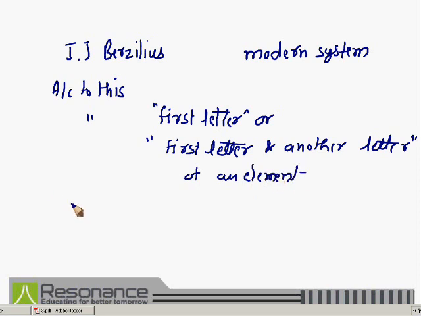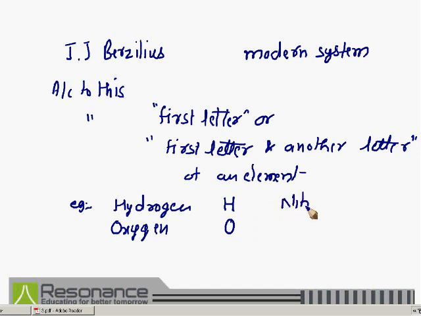Now we can take some examples. The first one is hydrogen. Berzelius used the first letter of hydrogen, H, for denotation of hydrogen. For oxygen, Berzelius used O, the first letter of oxygen, to represent the symbol of oxygen. And like this, for nitrogen, he used N, the first letter of the English name of nitrogen.